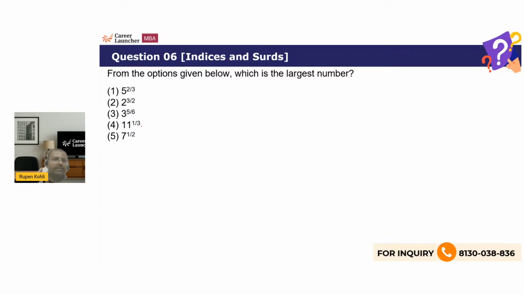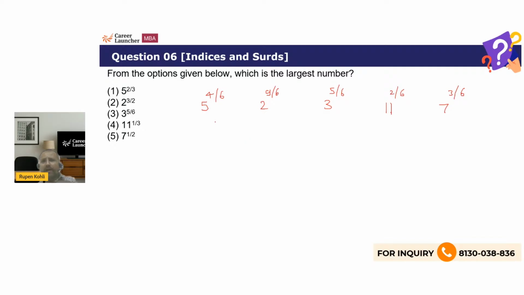So express each of the powers as something upon 6. For example, 5 power 2 by 3 can also be written as 5 power 4 by 6, right? We have to bring them to a common platform, and that is to equate the denominators. That can help you then compare the numbers. Likewise, 2 power 3 by 2 is 2 power 9 by 6, multiplying by 3. This is already 5 by 6, perfect, no issues with that. 11 power 2 by 3 is 4 by 6, and 7 power 1 by 2 is therefore 3 by 6.